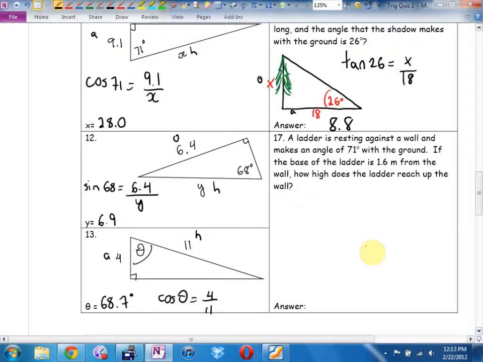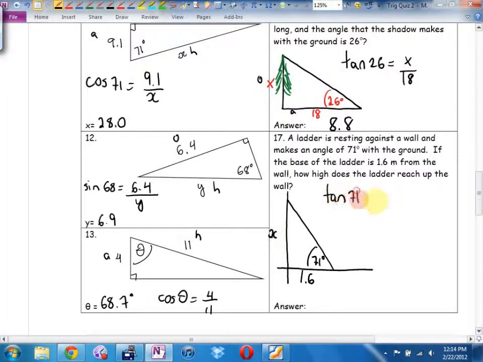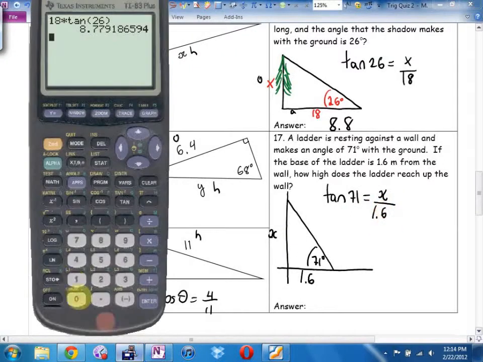Number 17, a ladder is resting against a wall. There's the ladder. There's the wall. There's the floor. There's the triangle. It makes an angle of 71 degrees with the ground. Gotcha. The base of the ladder is 1.6. The base would be right here. That's 1.6. How high up? Hey, once again, it's tangent. X is going to be 1.6 times the tan of 71. 4.6.